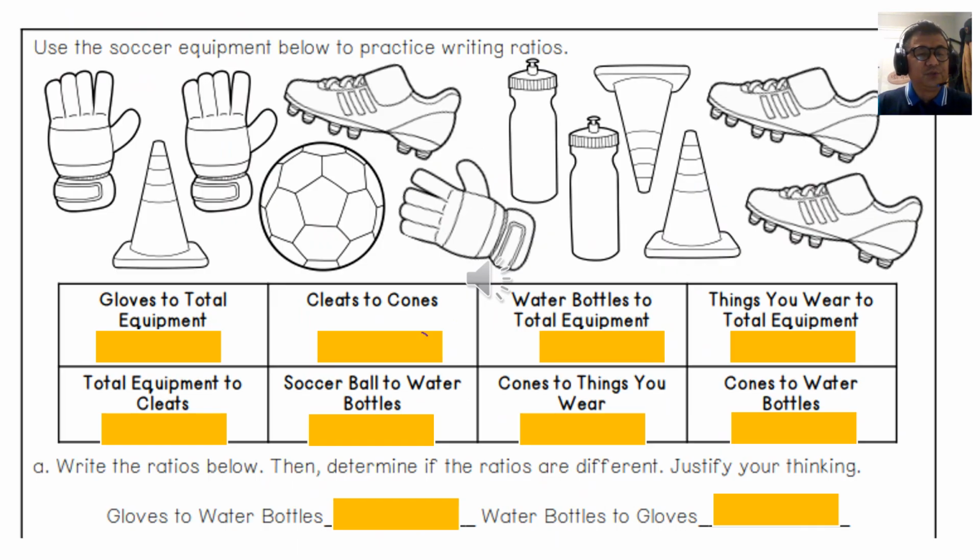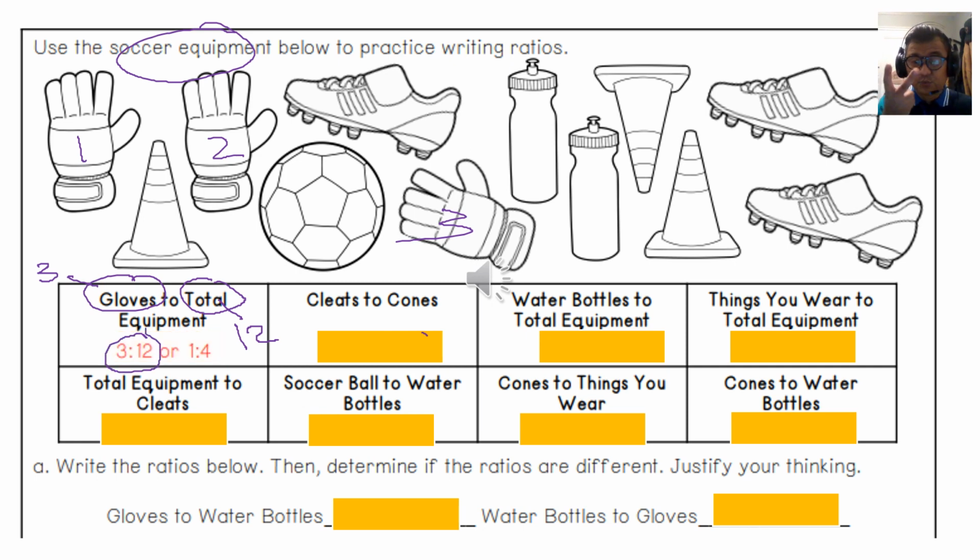Now, we will use the following equipment, soccer equipment, and make a ratio out of it. For example, gloves to total. How many gloves do I see? 1, 2, 3. So I write 3 first for the gloves. And I want to know the total. Let's count the number of equipment. I see 1, 2, 3, 4, 5, 6, 7, 8, 9, 10, 11, 12. So I'm going to write 12 as my total. Put that together, that becomes 3 is to 12.